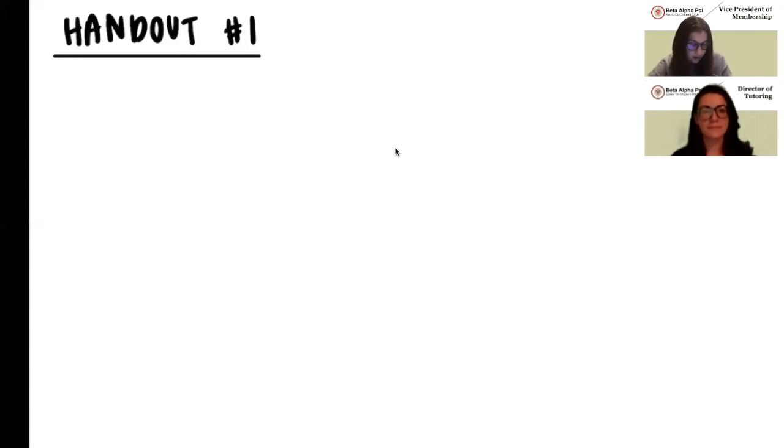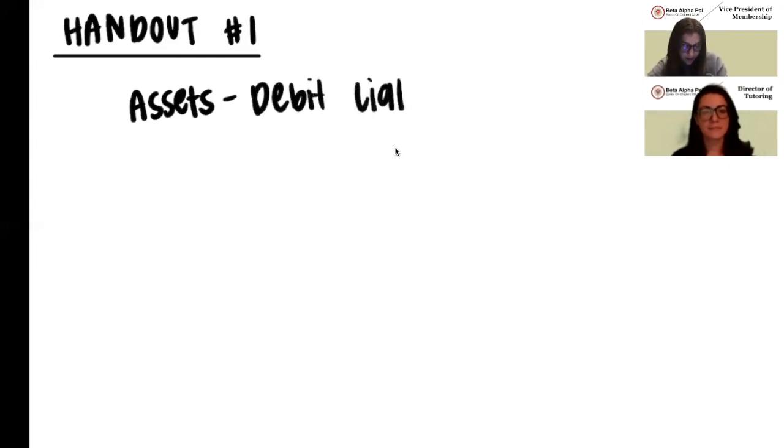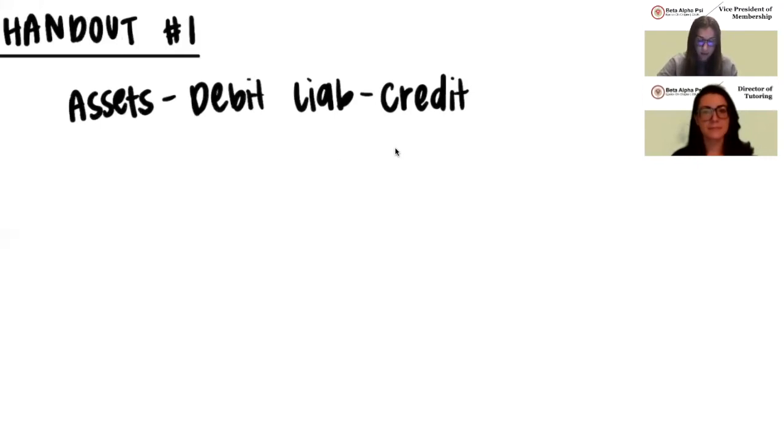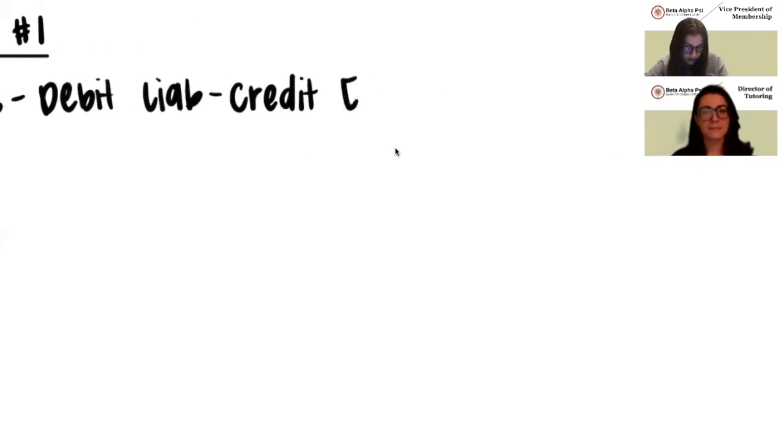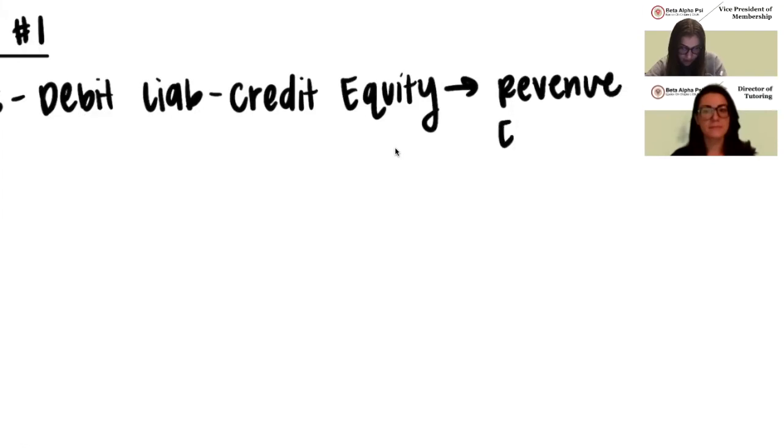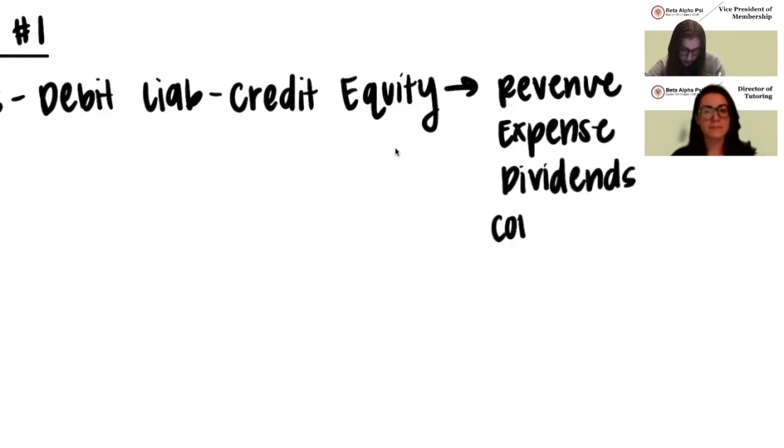So when looking at our assets, all assets have a normal debit balance. And when looking at our liabilities, all of our liabilities have a normal credit balance. And when it comes to equity, it gets a bit more complicated. So the four things that we have within our equity account are our revenue, our expenses, our dividends, and our common stock.